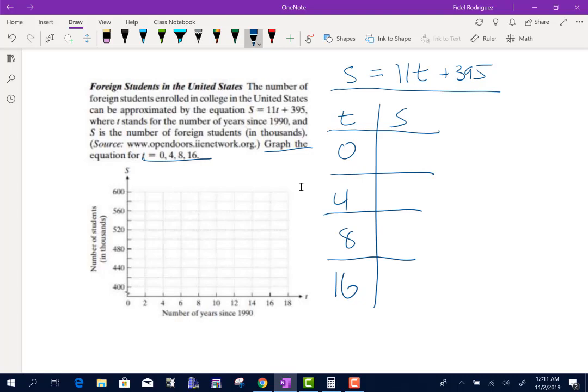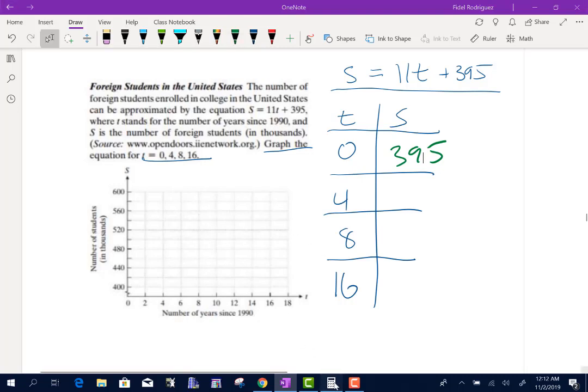Okay. So I want you to think about this for a minute. Look what we're going to do. Everywhere I have the letter t, I'm going to plug in the number 0. So what's 11 times 0? Well, we know 11 times 0 is 0. And then 0 plus 395, wouldn't that still be 395?